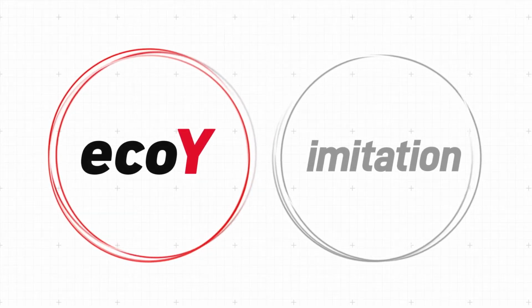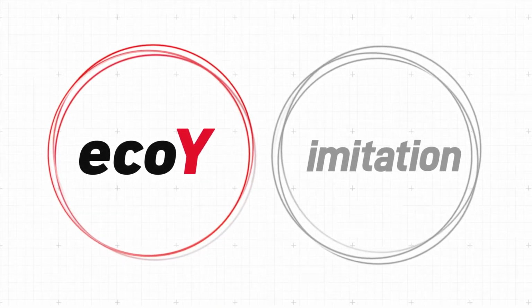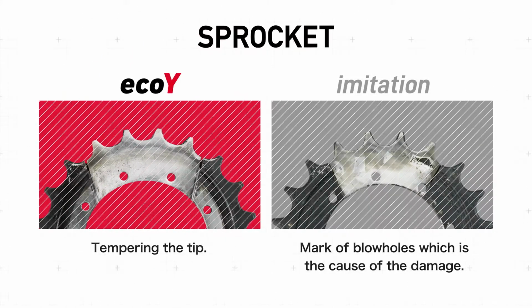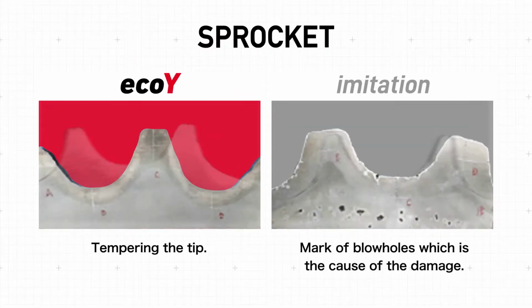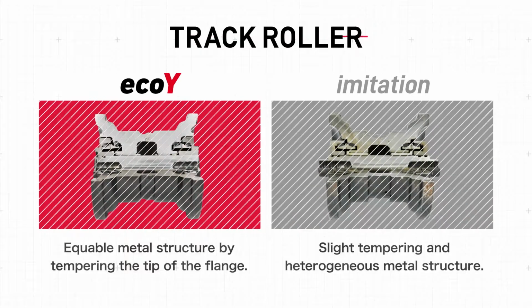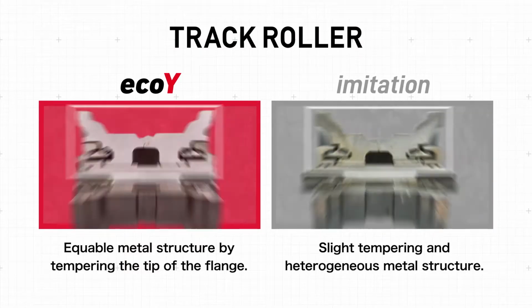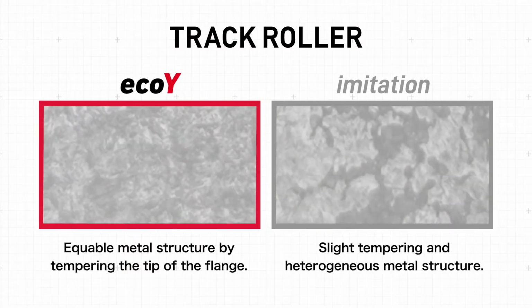Let's have a look at the difference between ecoY and imitation parts. We improved the abrasion resistance by carefully tempering the tip. There are blowholes which are the cause of the damage. We improved the abrasion resistance by deeply tempering the tip of the flange. It has high abrasion resistance and high density. Imitation parts have slight tempering and a heterogeneous metal structure.